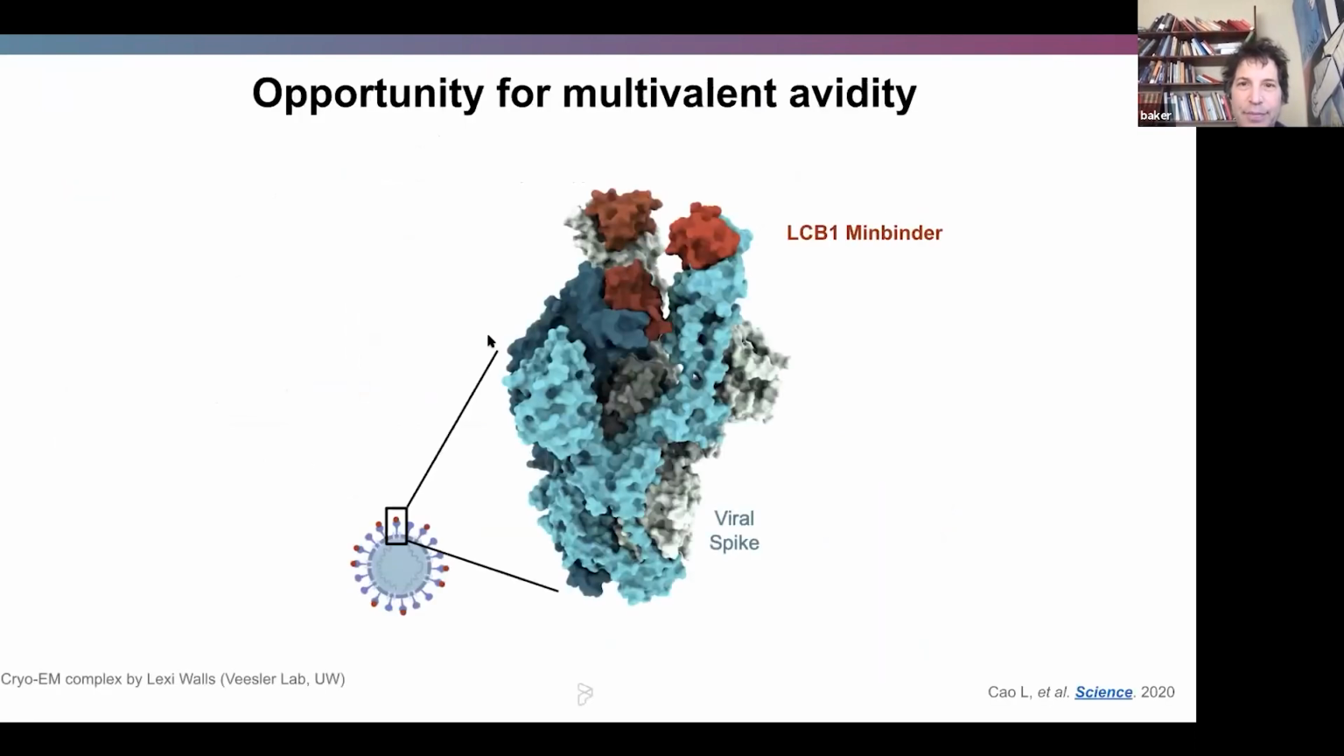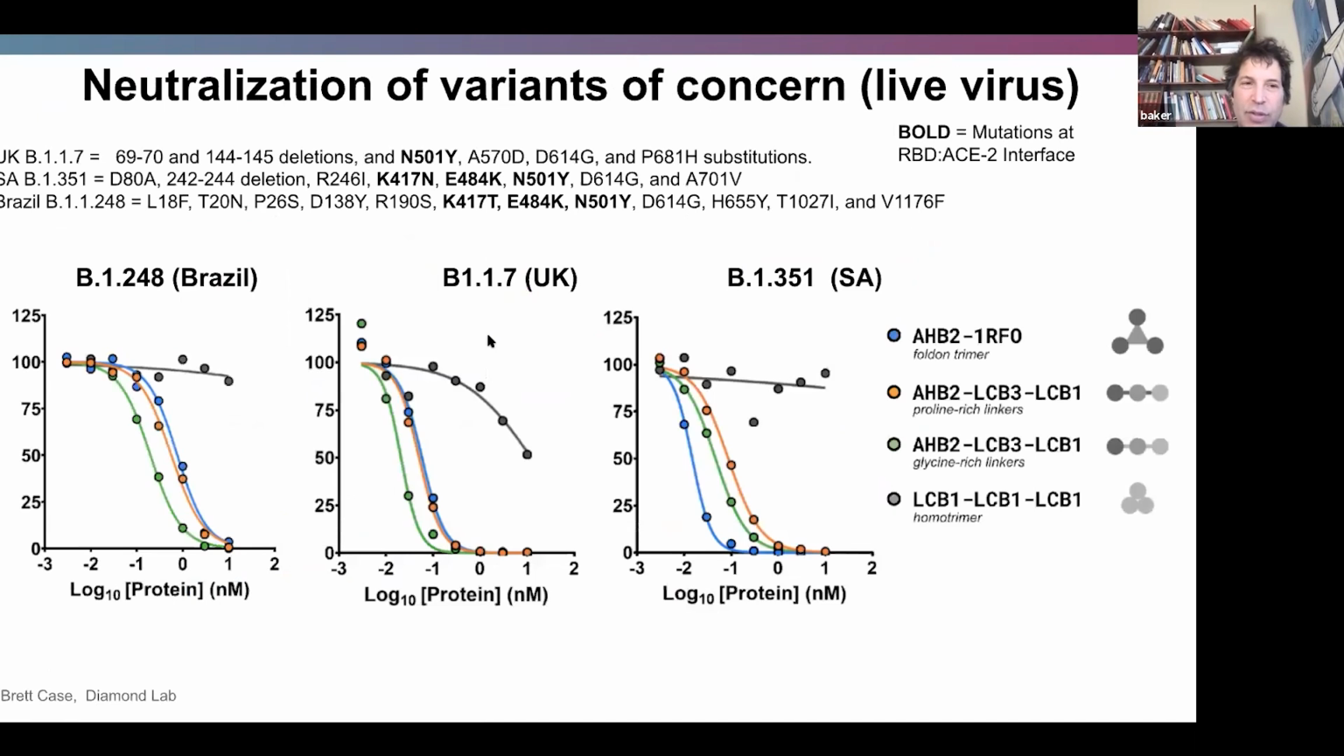And I think I will just go through. So this is probably the most relevant slide. There are all these escape variants that people are worried about now. Anyway, we can make versions of these that are trivalent, that match the 3 RBDs on the spike, and these versions neutralize all of the variant virus, South Africa, UK, Brazil.